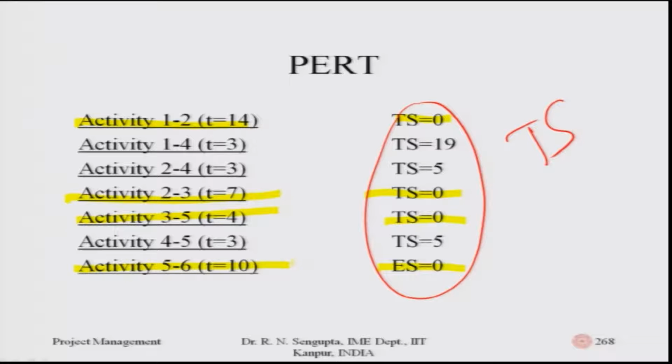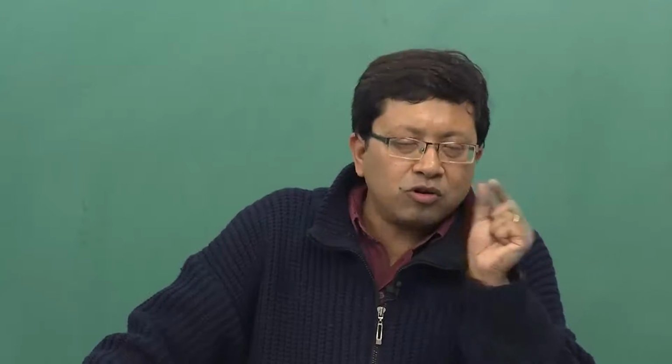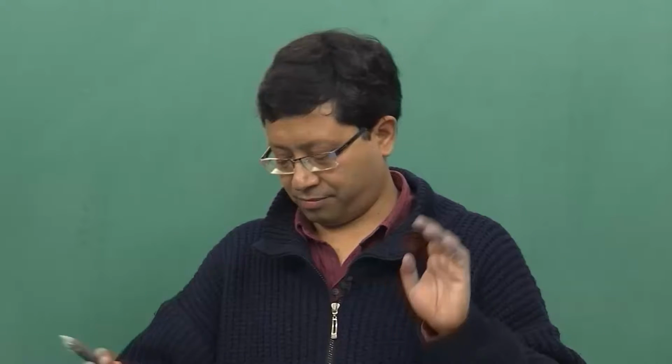So, what does it mean? It means that whether you are going from the late start, late finish, or consider the early start, early finish, whatever concept, the amount of leeway for these 4 corresponding activities 1, 2, 2, 3, 3, 5 and 5, 6 is 0. That means, you do not have any leeway. If there is no leeway, it means they are on the critical path.